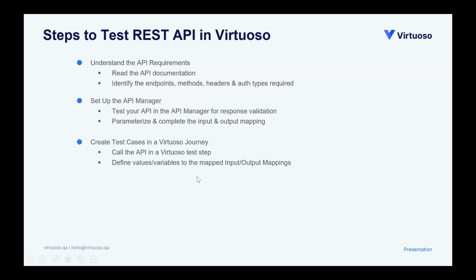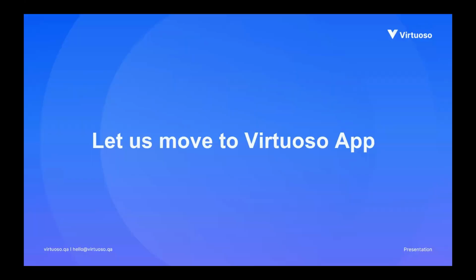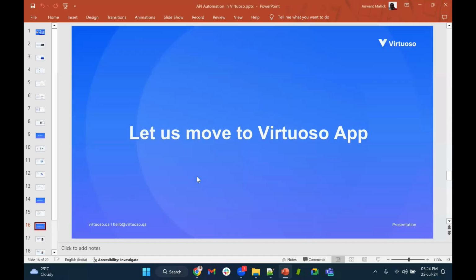After these tests are created, we execute them and we analyze the results and check the status codes and the responses. We verify those things. Okay. Enough of theory. Let's move to the Virtuoso app.